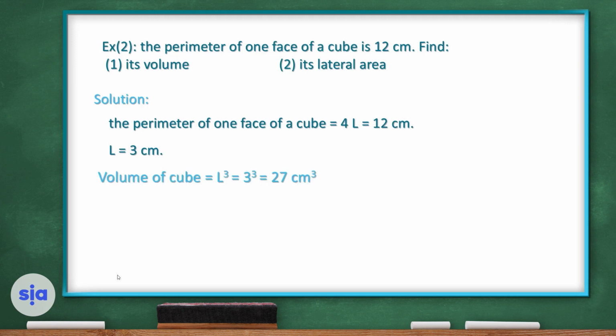So here the volume is L cubed, which is 3 cubed, which is 25 centimeters cubed. The lateral area is 4L squared, then it's 4 times 3 squared, then it is 36 centimeters squared. Let's now move to the evaluation part.